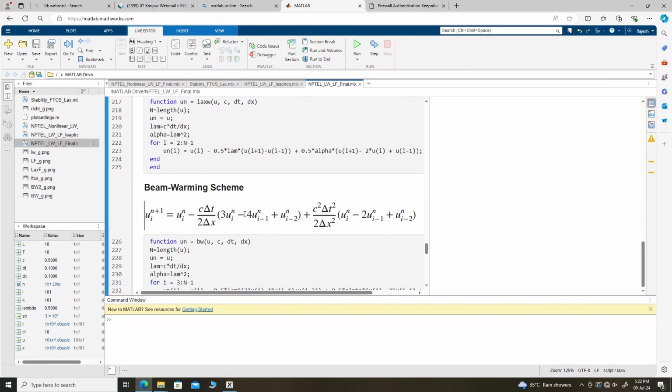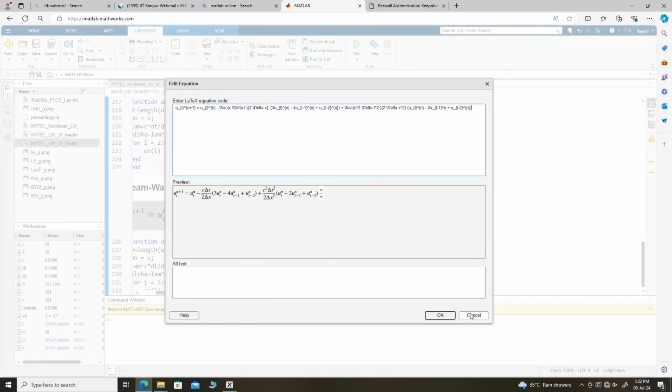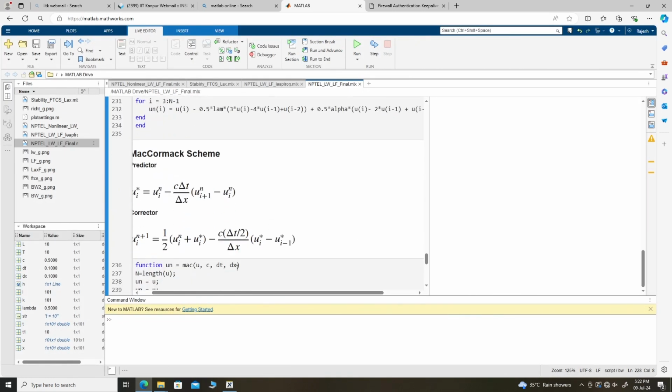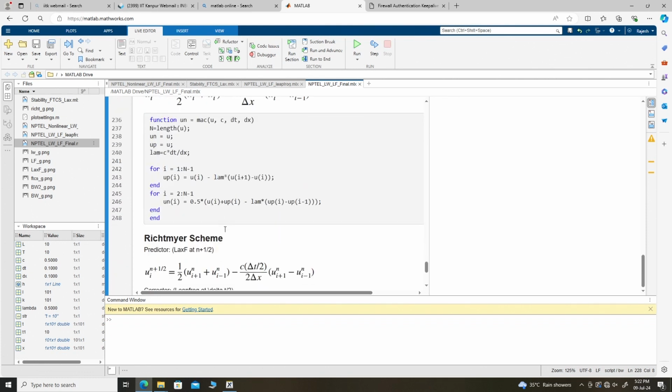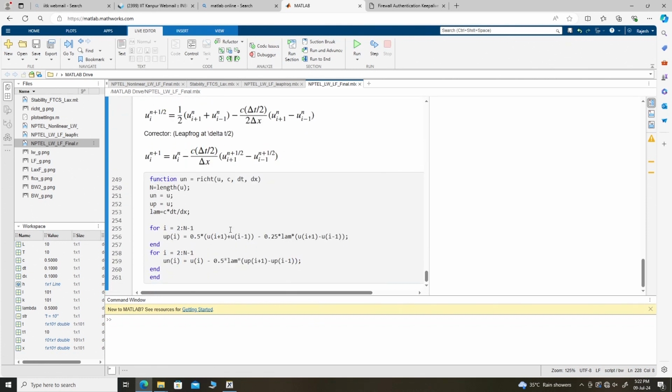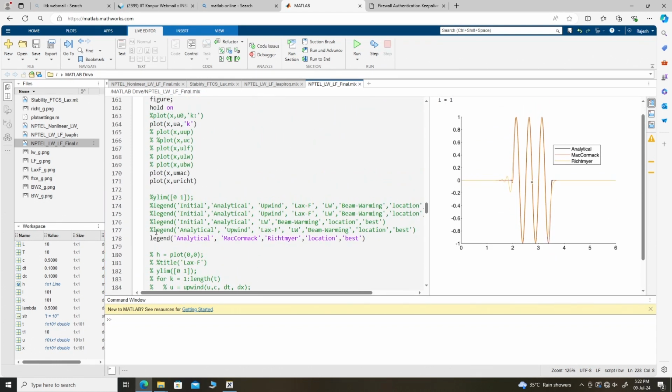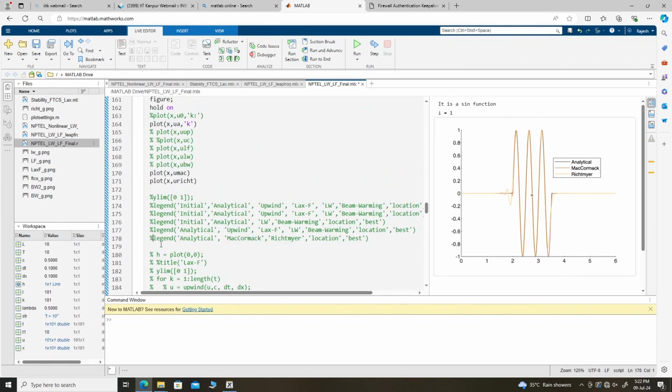Then I have also implemented Beam-Warming. This is backward. This is one step Beam-Warming. Then I also have implemented a 2-step MacCormack and 2-step Richtmyer. Let us first see the schemes that are very common that we have seen earlier.